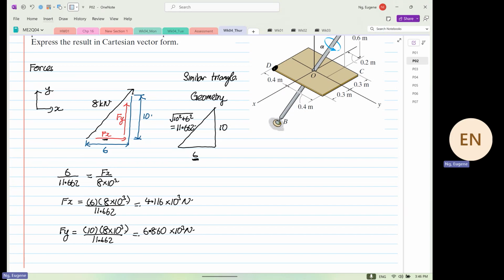Another way of doing it is to find the angle. So by using the angle theta, if I call this angle theta, we know that tangent theta is equal to, based on geometry, again 10 divided by 6. Therefore theta is equal to, so I'm going to change it to degrees, inverse tangent of 10 divided by 6, which is equal to 59.04 degrees, for example. So to find Fy is equal to what?